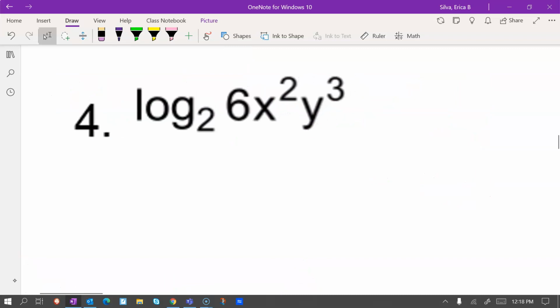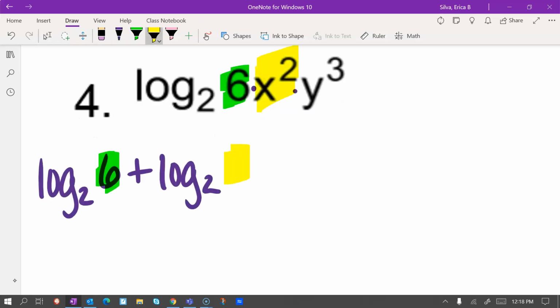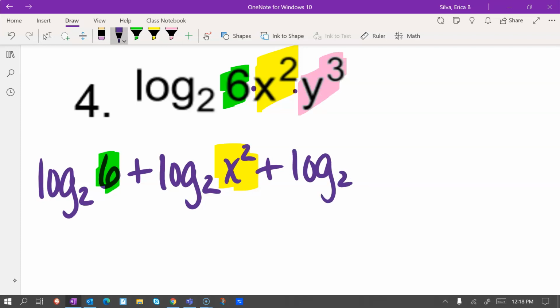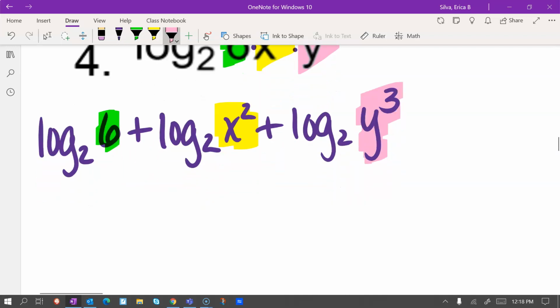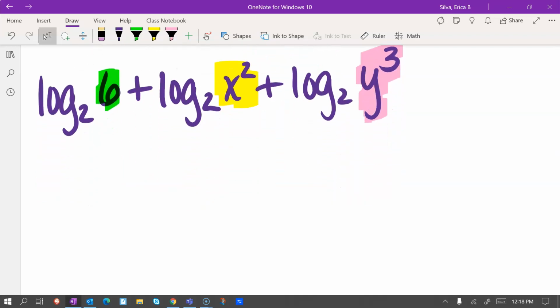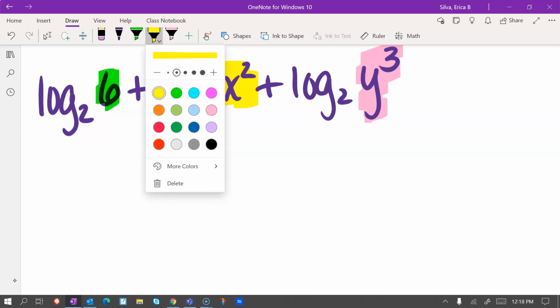Move on to this one. Notice how this one has 3 numbers that we're multiplying, which means we're going to have 3 separate logs. The second one, which is x squared, plus log base 2 of the third one, which is y to the third. Now again, this is not fully expanded. This one needs to change because it has an exponent.